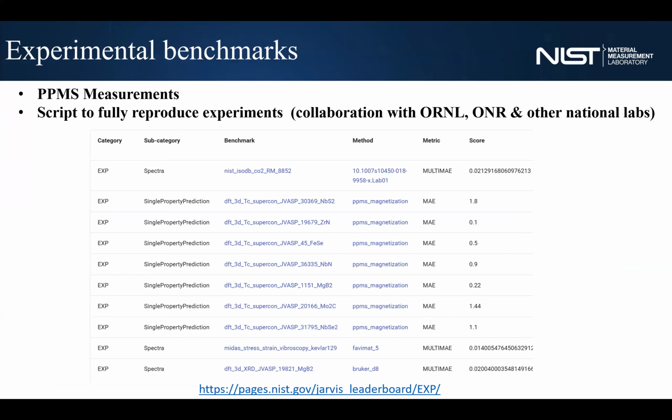We are trying to conduct round robin experiments. Suppose you have powder superconductors, we can collaborate with Oak Ridge National Lab, the Navy, and other national labs, so that we can quantify uncertainty in predicting Tc or high magnetic field for experimental samples. It doesn't have to be thousands of materials, but even a few materials are a good example of how reproducible both theory and experiments are.